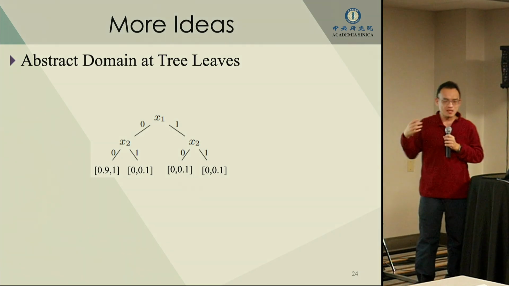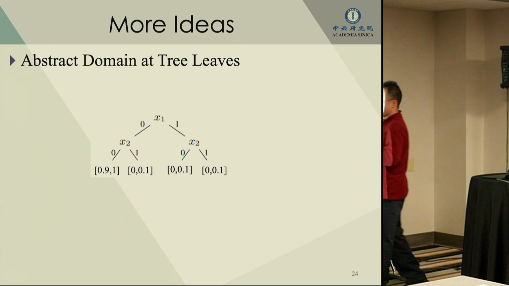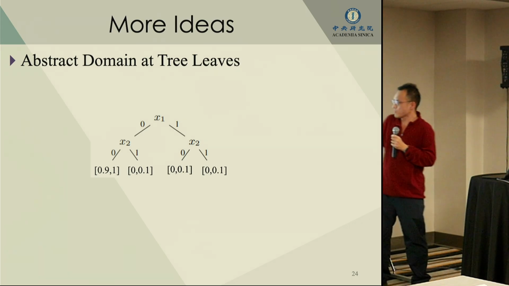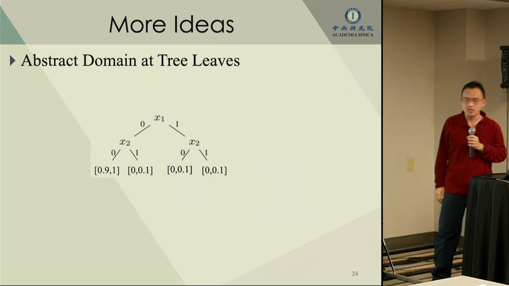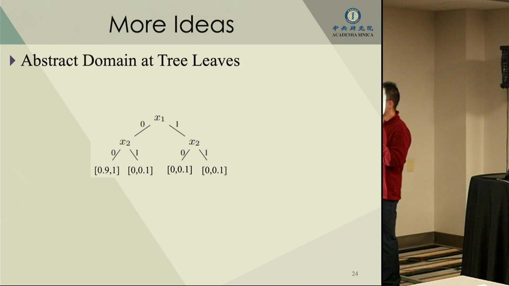Like if we combine, we talked about combining tree leaf with symbolic execution. We can also try it with abstract interpretation, so the tree leaf now is an abstract domain. And why we want to do this?